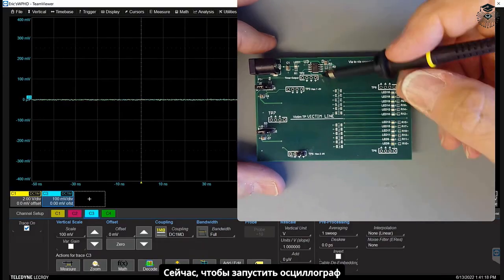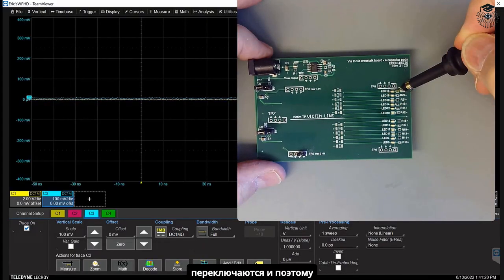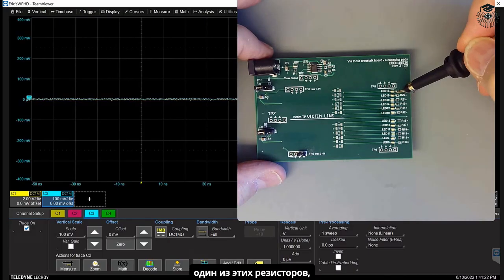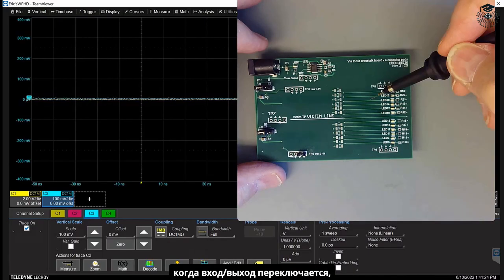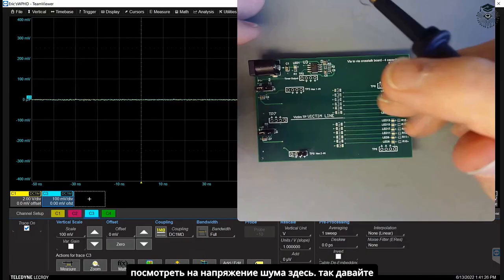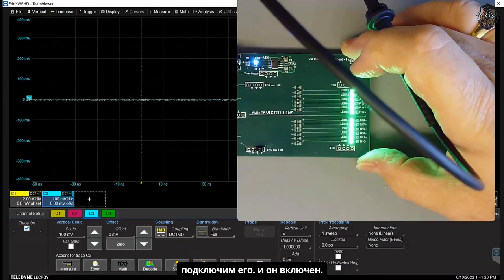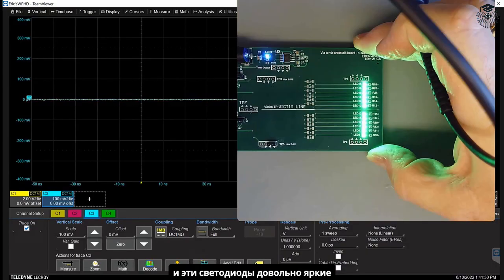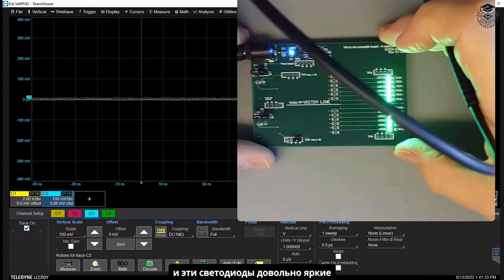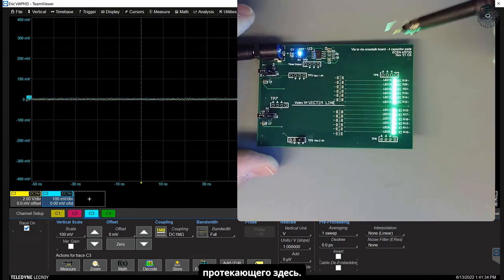Now, to trigger the scope, we want to see when those currents switch. And so we're going to look at the voltage across one of these resistors. That's going to tell us when the I/O is switching, and then we're going to look at the voltage noise over here. So let's plug it in. And it's on, and those LEDs are pretty bright. We got a lot of current flowing through here.